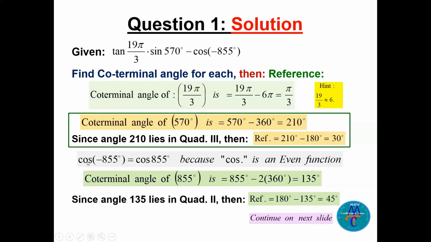Now we know the cosine function is even, so cosine of minus theta is the same as cosine of theta. So cosine of minus 855 degrees will be the same as cosine of 855 degrees. Now we can find the coterminal. So we subtract 2 times 360. So 855 minus 720 will be 135 degrees, which lies in quadrant 2. So the reference would be 180 minus 135, which is 45 degrees.